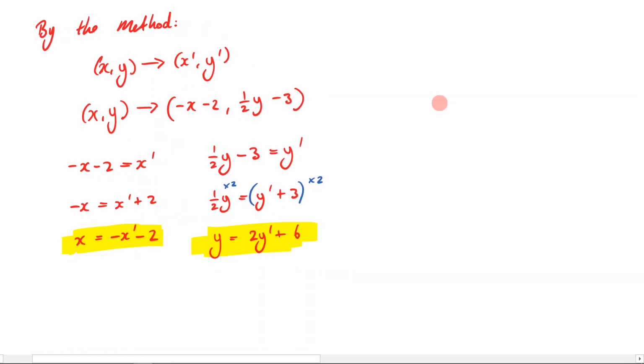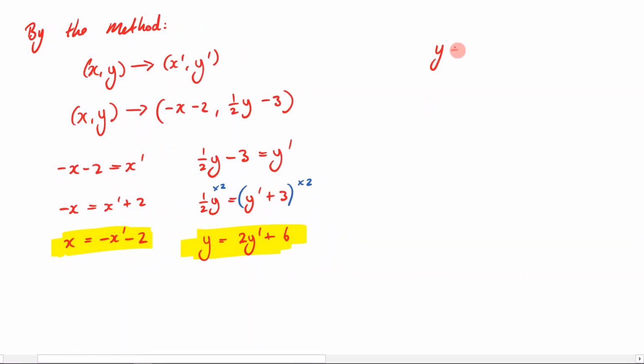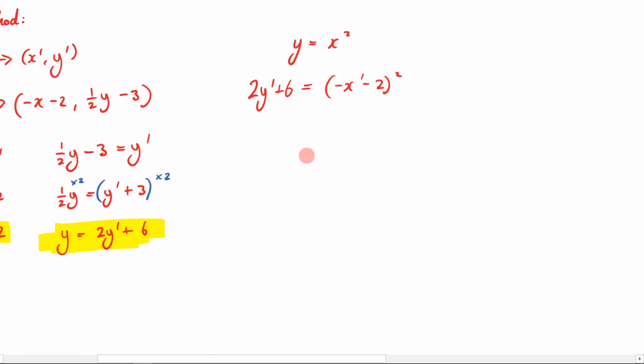And the original thing that I was given here was y = x squared. So into the y position, I'm going to be putting this, 2y' + 6. And then into the x position, I'm going to be putting this, (-x' - 2) squared.